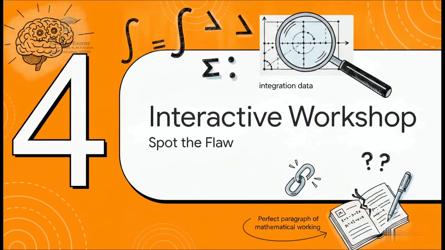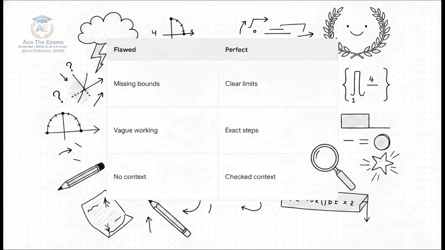Let's move into section 4, the interactive workshop. It's time to test your skills and spot the flaw. Okay, you've heard all the theory, now it's time to put your own analytical skills to the test. Let's step directly into the shoes of an examiner for a minute. Take a look at the 2 columns of working. I want you to compare the flawed integration working on the left with the absolutely perfect structured working on the right. Notice exactly what is missing on the left side.